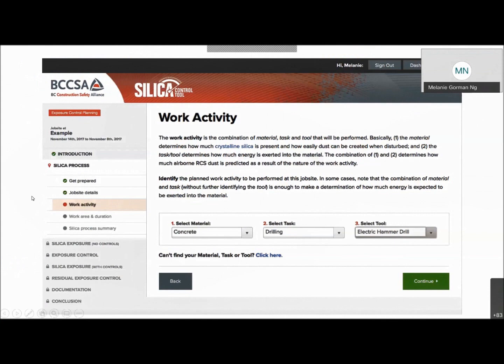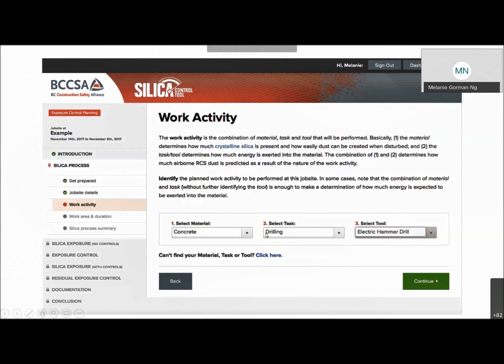I have a few screenshots. Sometimes I run through the entire tool and do a full demonstration, but I don't think I have time to do that today. So I'm just going to do an abridged version of basically what it looks like when you're going through it. So this is a screenshot of one of those pages in the tool.